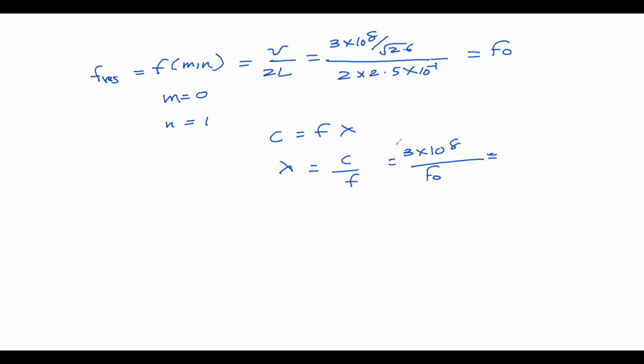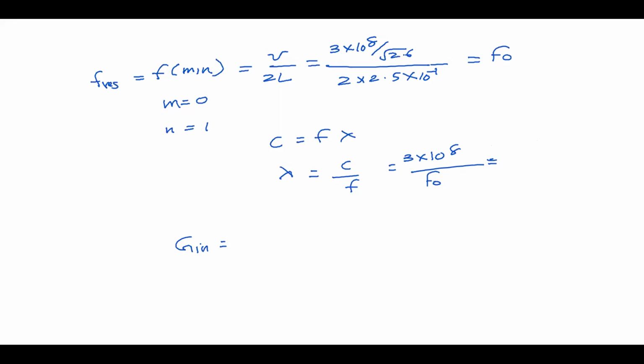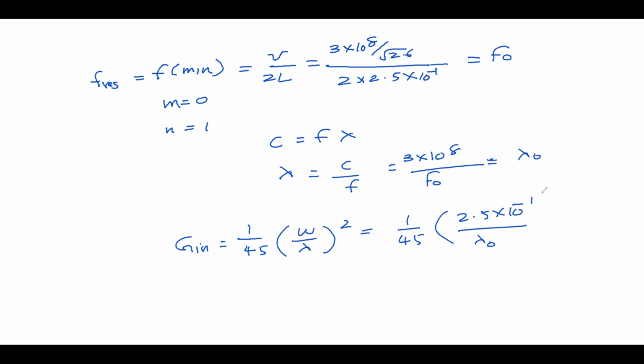Once you have converted it like that, you can find the value of G_in, which is 1 over 45 times W over lambda squared, right? So the W value you know as 2.5 centimeters, which you can write as 2.5 times 10 to the minus 1. And then the lambda value you can find as lambda naught using this equation. So you can substitute the lambda naught value and then take the square of it.